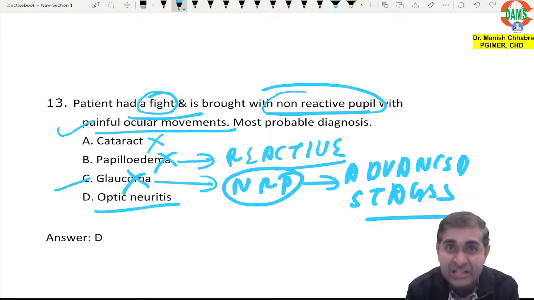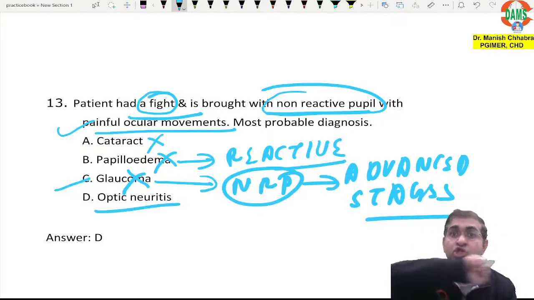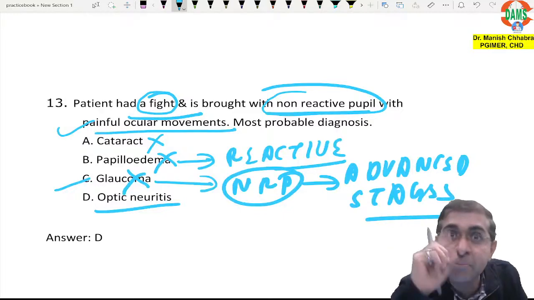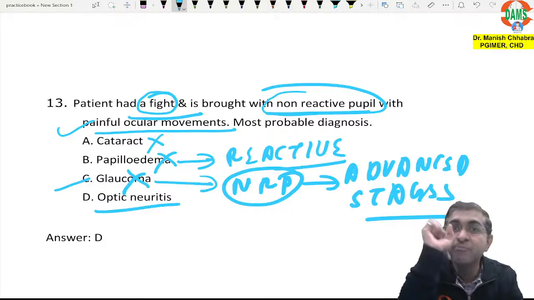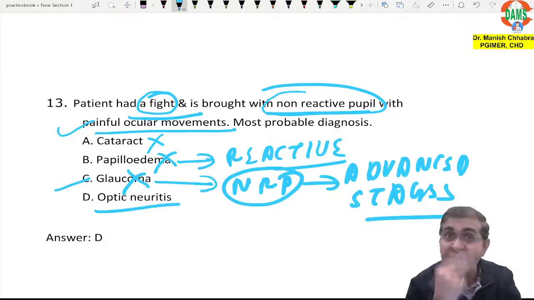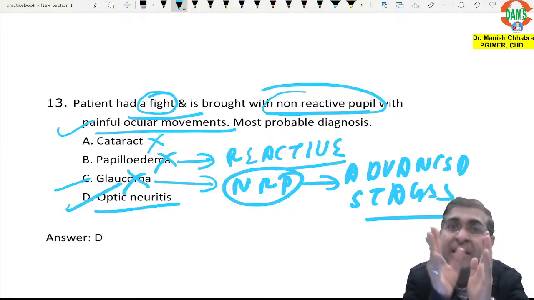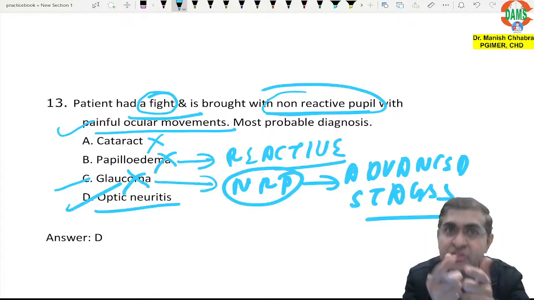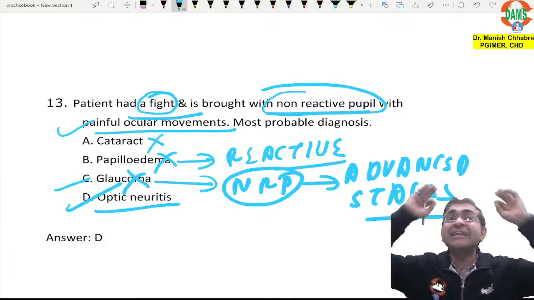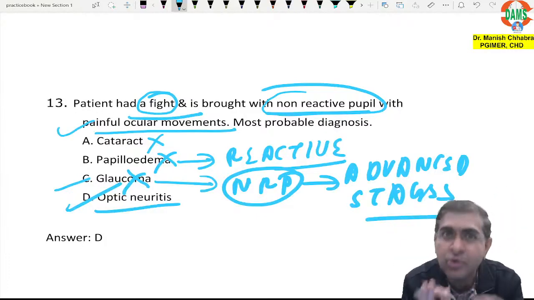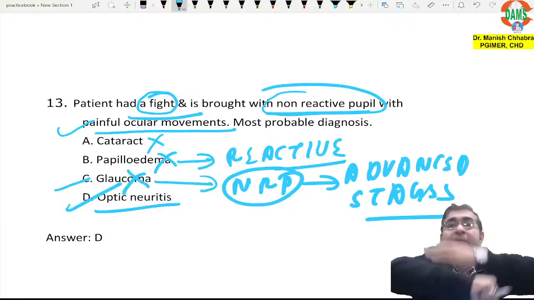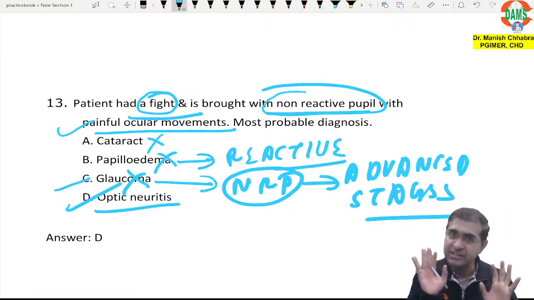Optic neuritis, yes, there is injury to the optic nerve, because you know the optic nerve forms the afferent of the pupillary light reflex, and the efferent of the pupillary light reflex is formed by the oculomotor nerve. So the answer is pretty straightforward. It is optic neuritis, and typically there will be painful ocular movements. Painful ocular movements may or may not be present in papillitis, which is inflammation of the optic nerve head, but will definitely be present in retrobulbar neuritis, which means inflammation of the retrobulbar part of the optic nerve. Yes, I hope you have understood.